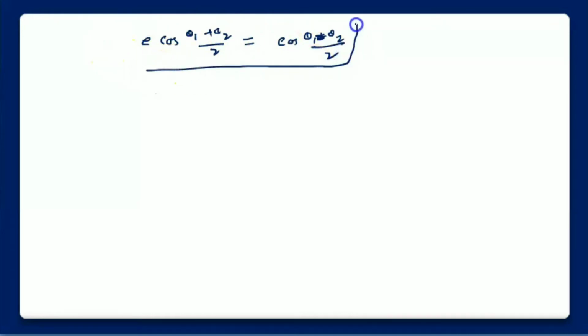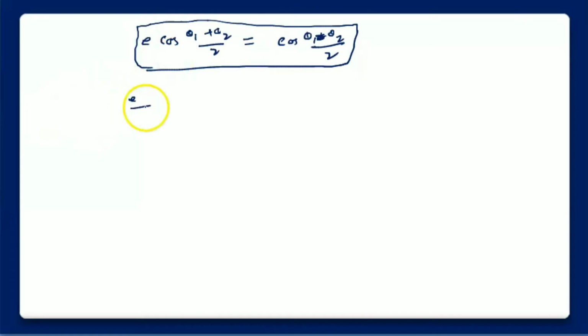What is the thing that we get? So e into cos of (theta 1 minus theta 2)/2 is equal to cos of (theta 1 plus theta 2)/2. This is the first thing we proved. We go for the next one. We have to prove the second one.